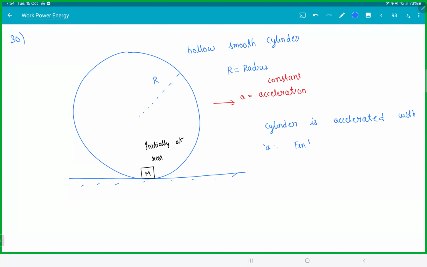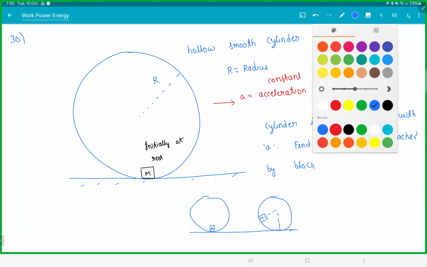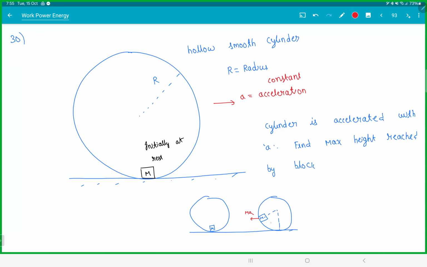Find the max height reached by the cylinder. Find the maximum height reached by the block. Meaning, just to give an idea, the diagram would become like this. Initially the block is here. As you're accelerating, the block M will reach somewhere here, na? Because inside is smooth. Reason? The pseudo force will drag you back. So this block will go backward and it will start climbing the cylinder.